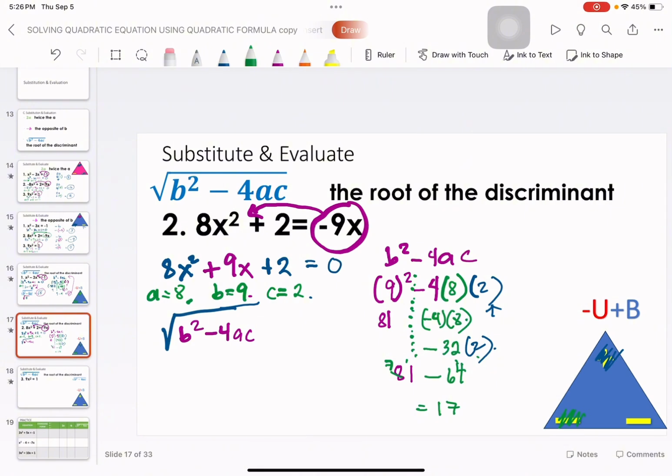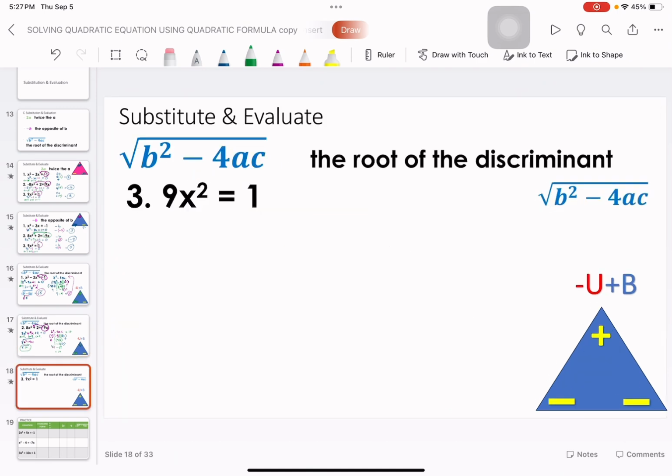So the b squared minus 4ac is equal to 17, right? So that's the discriminant. Now let's go to its root. So the discriminant is equal to 17, and then we try to extract. What is the square root of 17? 17 is not a perfect square, therefore we are not getting a whole number or a number that can be written in fraction form. So this is now our answer: square root of 17.